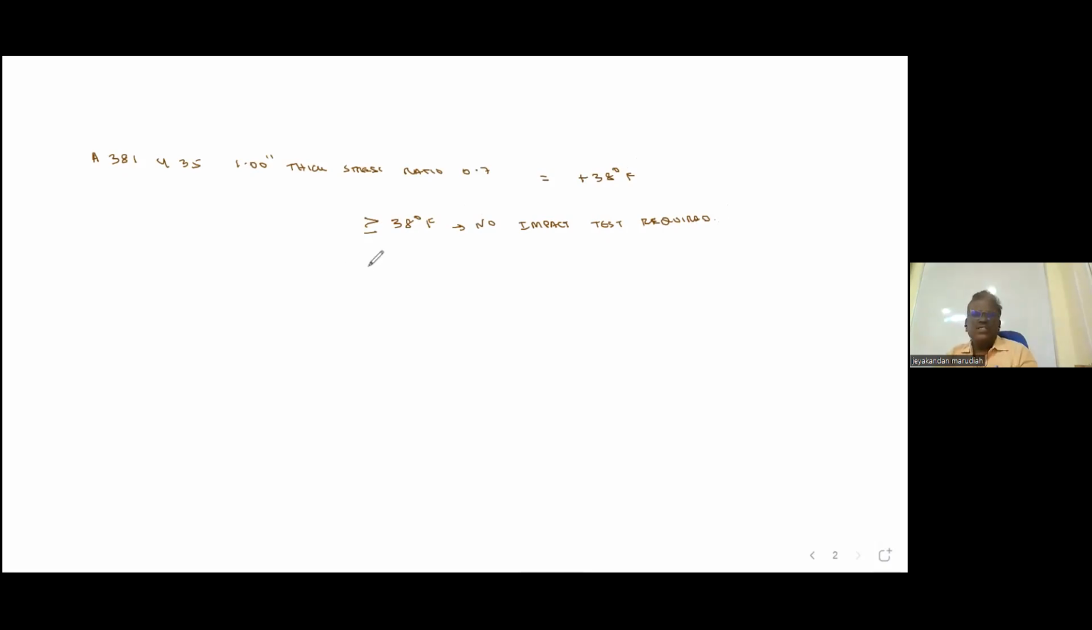Suppose you want to use less than 38 degrees Fahrenheit, this is the symbol of less than. Impact test is required. So less than 38 means, suppose you want to use 30 degrees or 25 degrees or 0 degrees, you have to do the impact test at that particular temperature. Now we will see how to do the impact test and what the acceptance criteria are, how to accept the impact test.